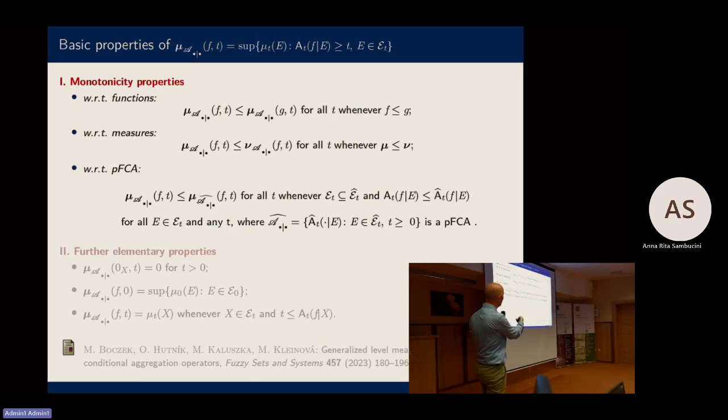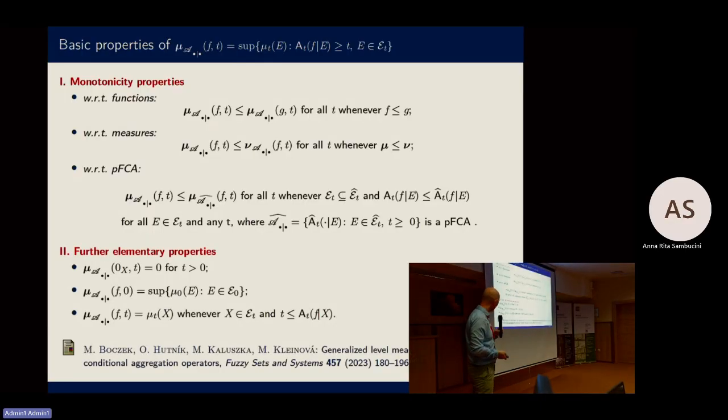Of course, we should define what it means that a system of measures is less than or equal to another system of measures. The next ingredient is a family of conditional aggregation operators parameterized by everything. It is also possible to prove that it is monotone with respect to such a family, and several elementary properties are related to how we can write this parametric formula for specific values, and this was done in our paper in 2023.